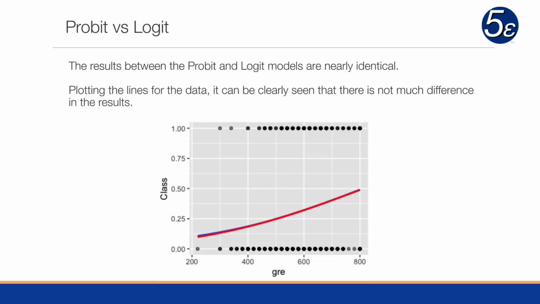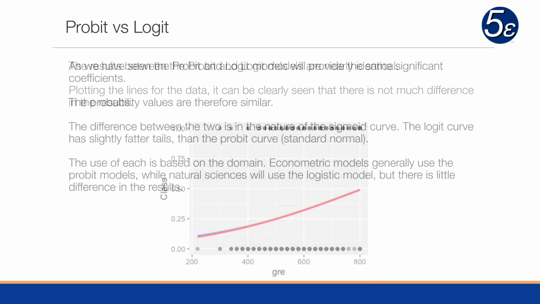Now, the results between the Probit and Logit models are nearly identical. If we were to plot the lines, which we've done here, the red line and the blue line show that there's not much difference. The Probit is the red line, the blue line was the Logit model originally. And we could see that the lines are almost identical. You could see a little deviation down at the bottom there.